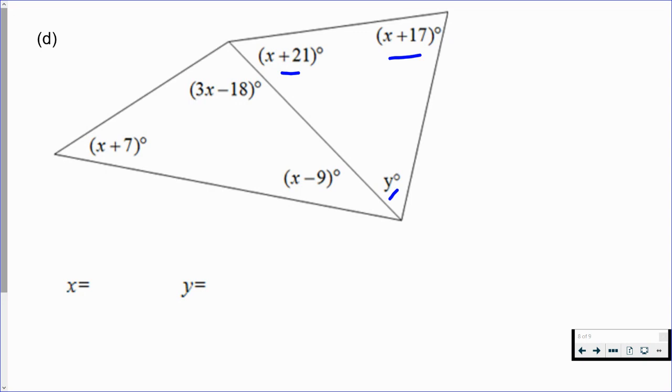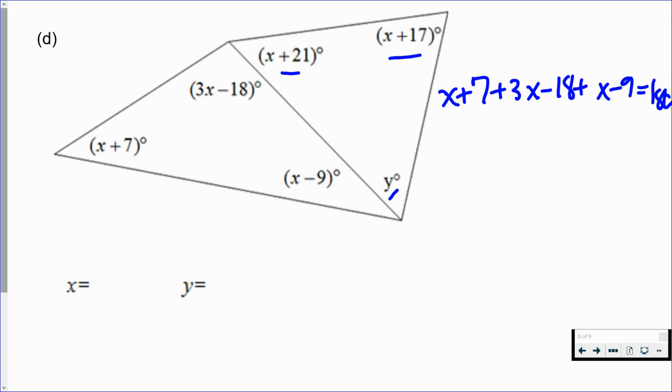Let's take a look at that triangle on the left. All three angles have to do with x. So we know all three angles should add up to equal 180. So let's set that up. x plus 7 plus 3x minus 18 plus x minus 9 should equal 180. Almost ran out of room there.